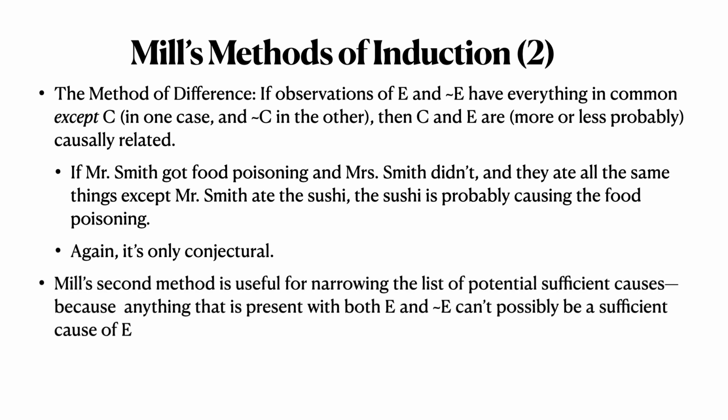And again, this works very much like just the flip side of Mill's first method. Whereas that one was useful for narrowing the list of potentially necessary causes, this one is useful for narrowing the list of potentially sufficient causes. Because anything that can be present both in the case of E and in the case of not E can't possibly be a sufficient cause of E, right? So in Mill's first method, the one thing that is in agreement across all the cases pops out at us. And in Mill's second method, the one thing that is different between cases where we see the effect and where we don't see the effect, that's what jumps out at us. And so that's the way the first two work.